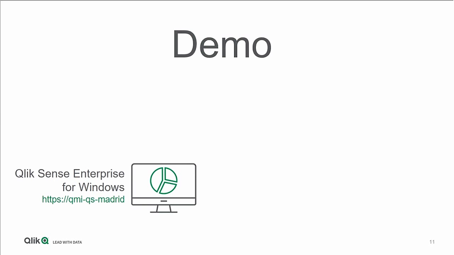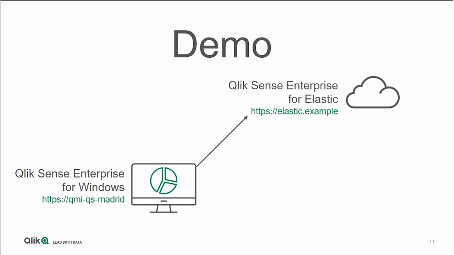So with that, let's go ahead and start the demo part of this. First thing, you'll see a graphic here about the environment that I'm going to be using today. You can see that I've got a Qlik Enterprise for Windows installed on a VM called QMI QS Madrid. And I have an Elastic installation called Qlik Enterprise for Elastic, or elastic.example, rather.